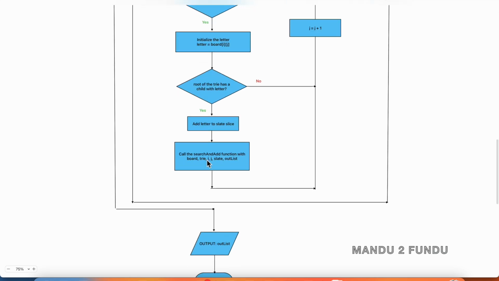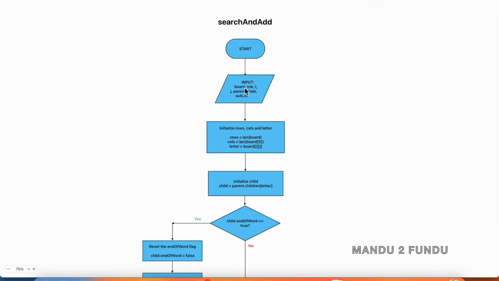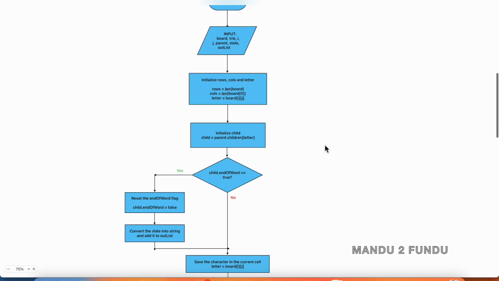Next we look at the flowchart for the search and add function. The input for this search and add procedure is the board and the try data structure and the index of the current cell and the parent node and the slate and the out list. First we initialize the rows and columns and then the letter variable. The rows and columns are initialized with the number of rows and columns of the board and then the letter is initialized with the character at the index i and j.